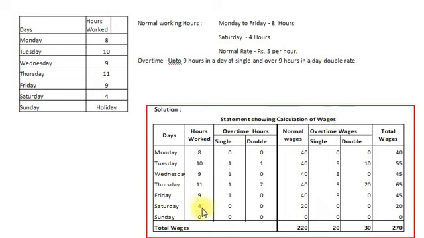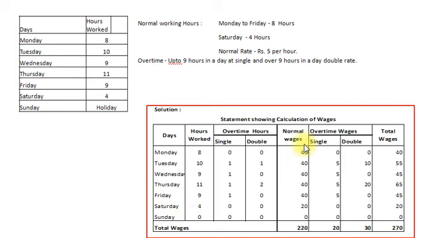Saturday 4 hours, single rate 0, double rate 0, because on Saturday our normal working hours are 4. So normal wages would be 4 hours multiply rupees 5, that is 20 rupees, and there is no overtime wages, and total wages amount to rupees 20. On Sunday there is holiday, so no wages.